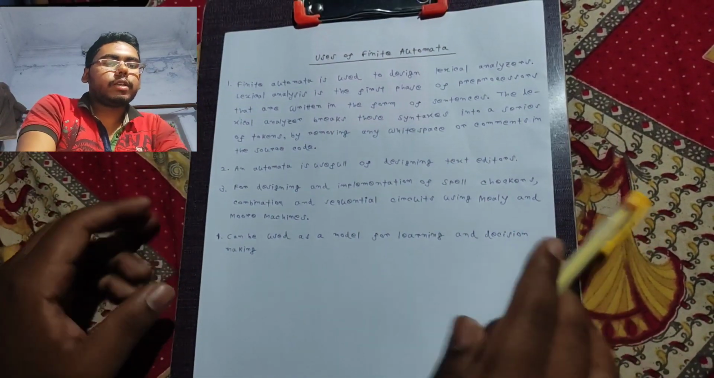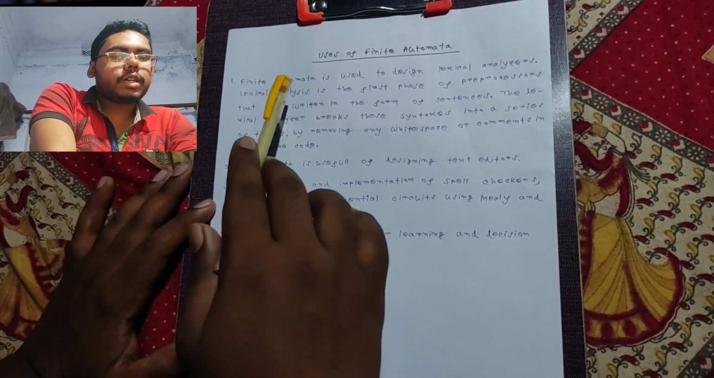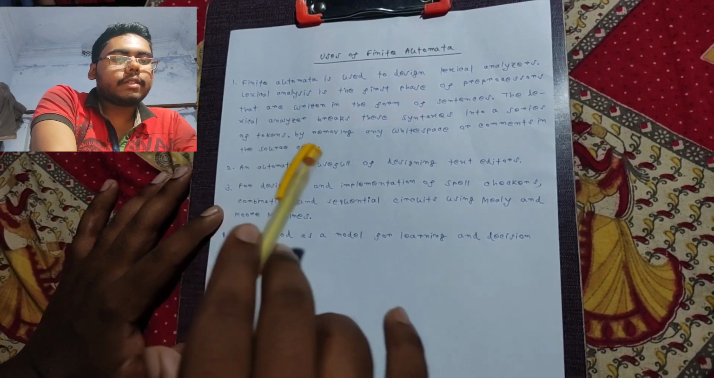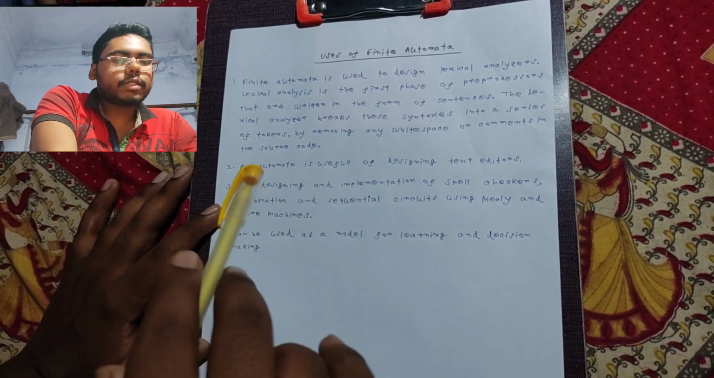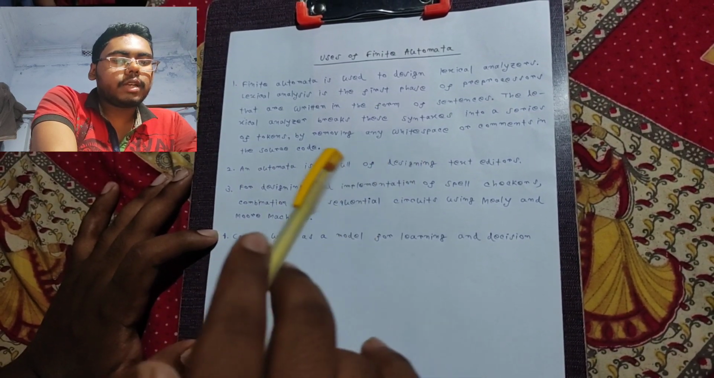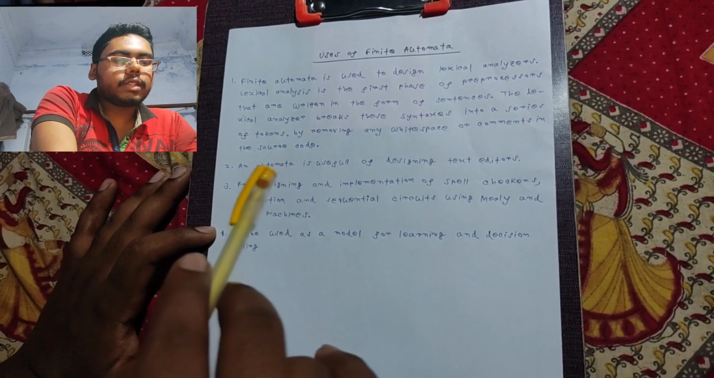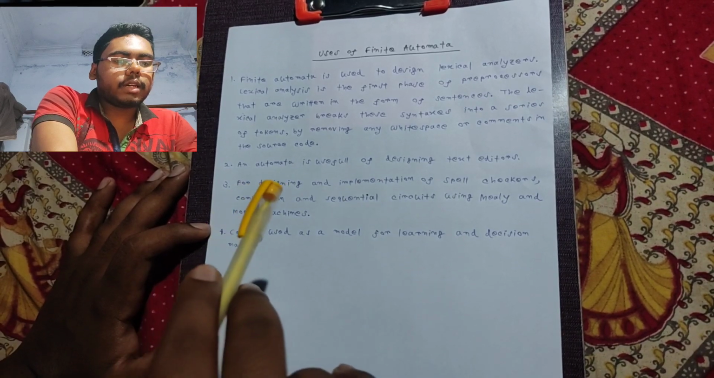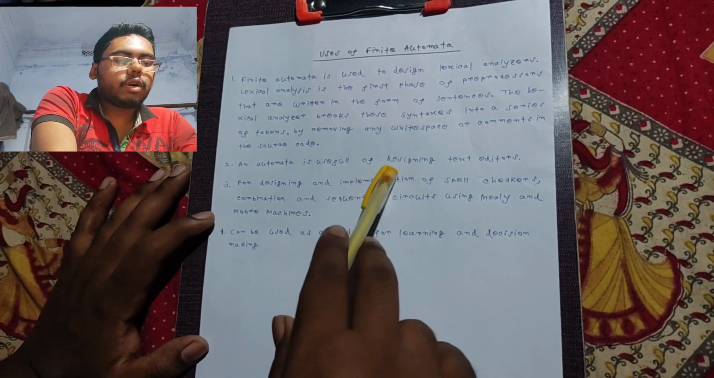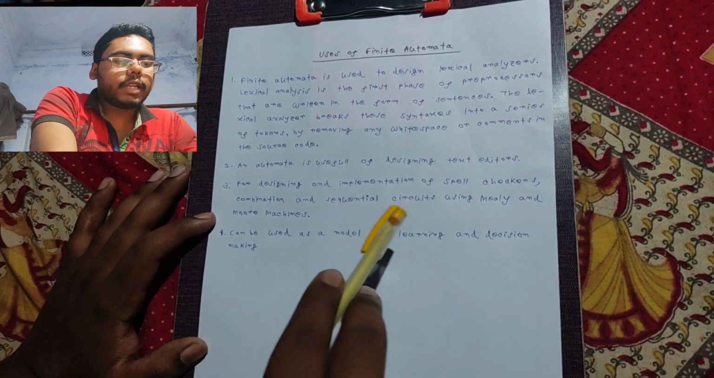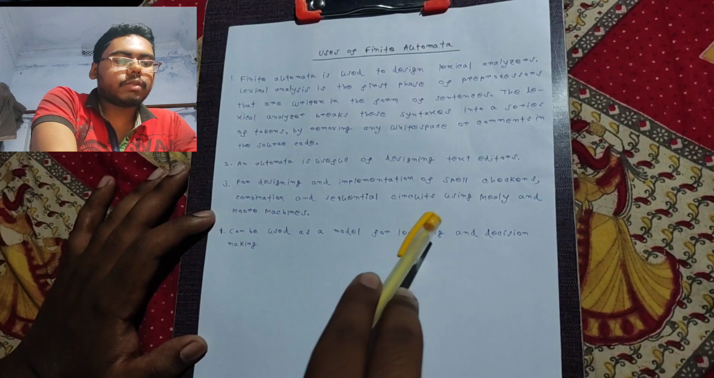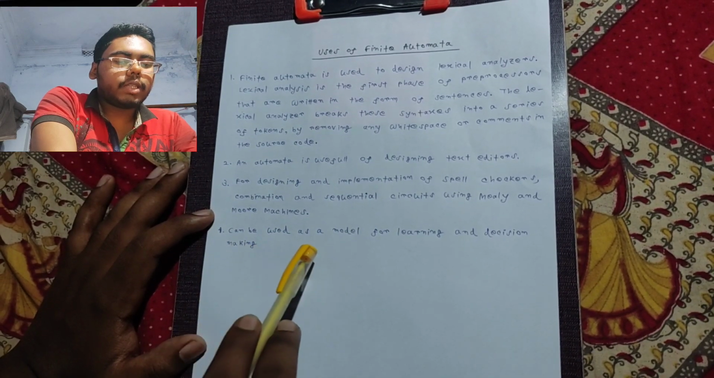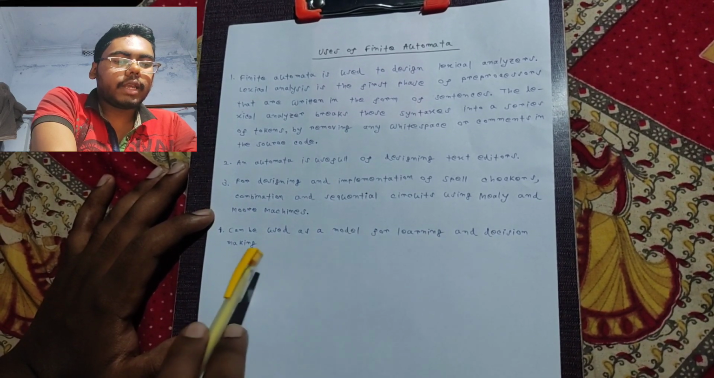Now we know the uses of finite automata. Finite automata is used to design lexical analyzers. Lexical analysis is the first phase of compilers that are written in the form of sentences. The lexical analyzer breaks those syntaxes into a series of tokens by removing any white space or comments in the source code. Automata are also useful for designing text editors, for designing and implementing spell checkers, and for combinational and sequential circuits using Mealy and Moore machines, and they can also be used as a model for learning and decision making.